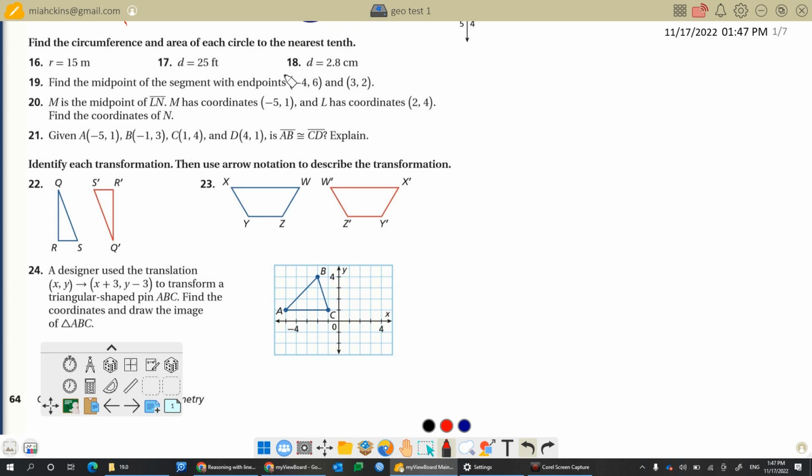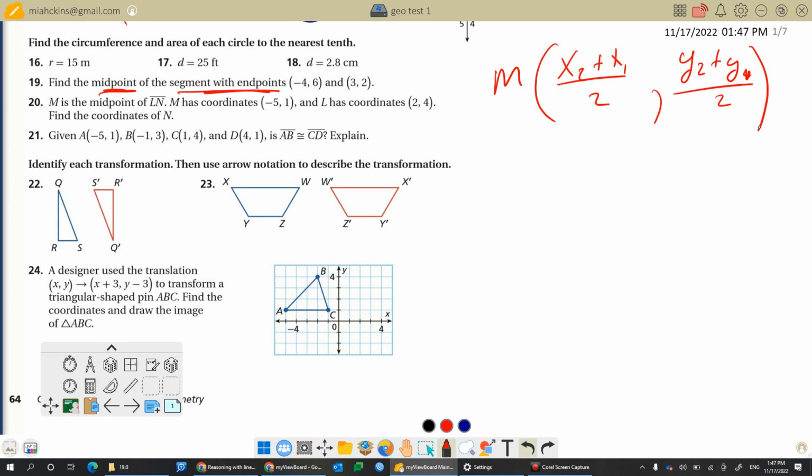And then here we find the midpoints with these endpoints. And so we need to use our midpoint formula. Our midpoint formula is x2 plus x1 divided by 2. We're taking the average of the x's and the average of the y's. And then that's going to be our midpoints. So we are going to label these -4, 6, 3, 2. So x1, y1, x2, y2, and then we substitute these into our equation.